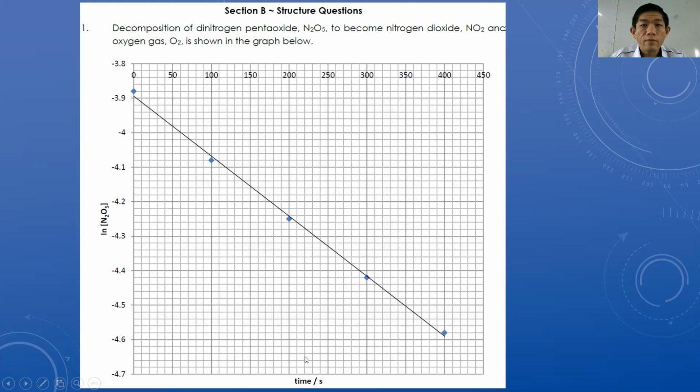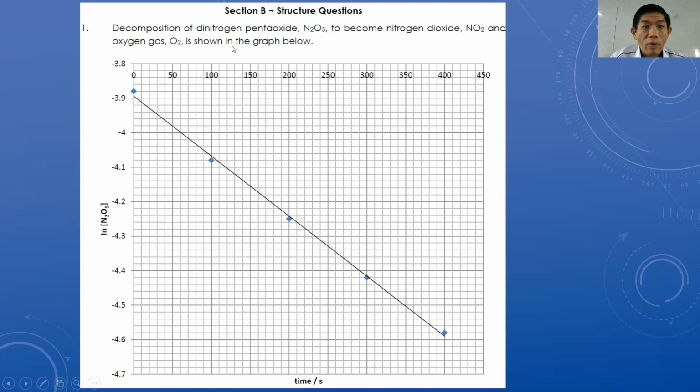Now, students, you have to know by yourself how to determine the order of reaction by looking at the graph alone. If you are looking at the graph of concentration against time, then you are looking at the zero order of reaction. If it is a second order of reaction, then it should be 1 over concentration against time, which will get you a positive linear gradient. And in this graph, this is log concentration against time, which is a negative linear gradient. So this tells you that the order of reaction with respect to N2O5 is first order. Okay, so that is what you can tell from the graph.